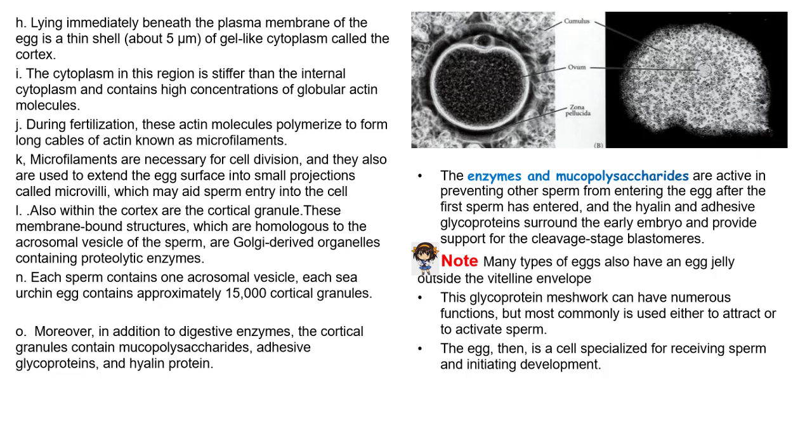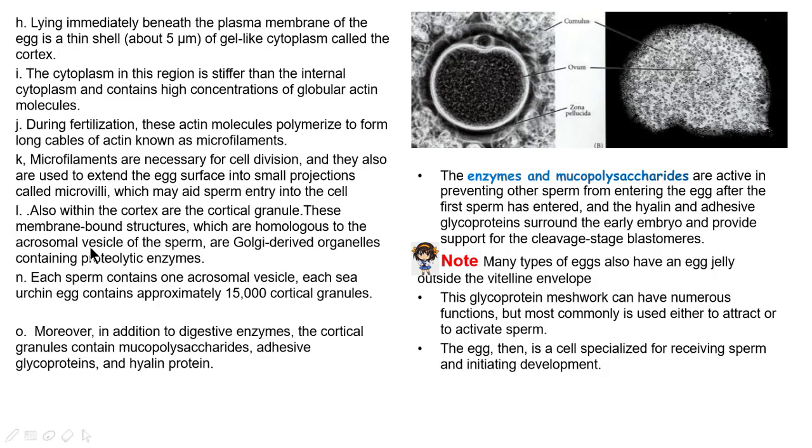Microfilaments are necessary for cell division, and they are also used to extend the egg surface into small projections called microvilli, which I have shown you in the previous diagram, which may aid sperm to enter into the cell. Also within the cortex are the cortical granules. These are membrane-bound structures which are homologous to the acrosomal vesicle of the sperm.